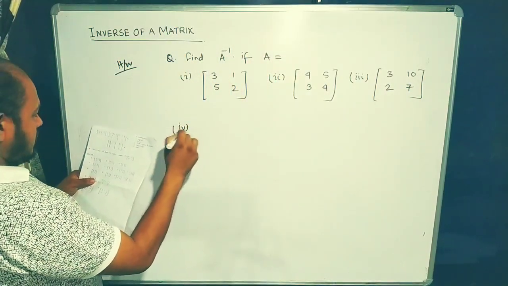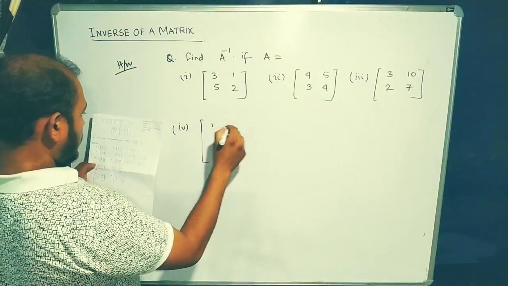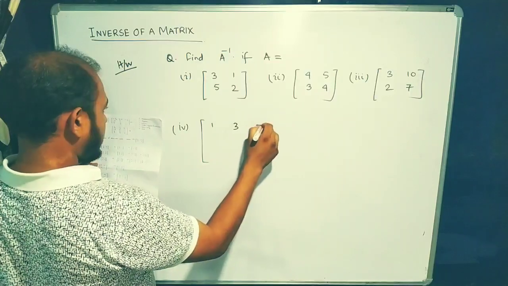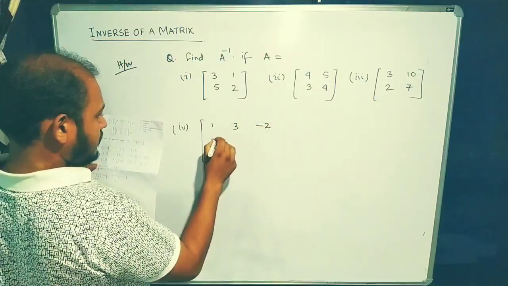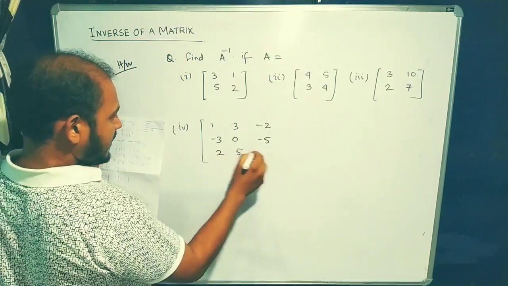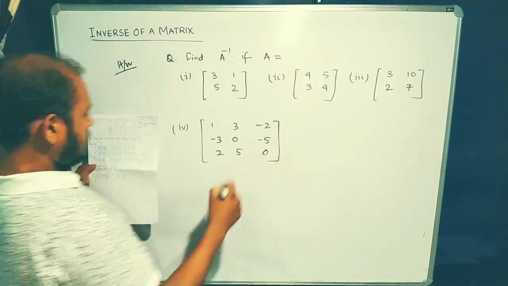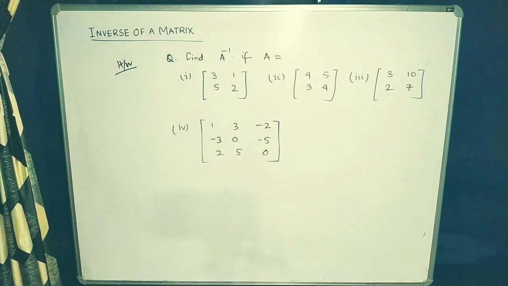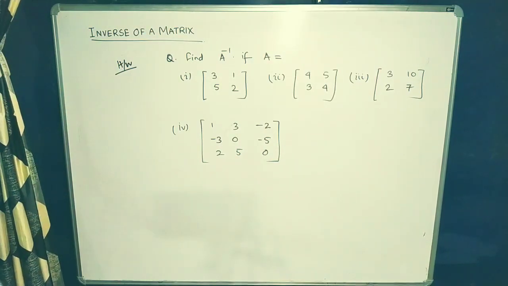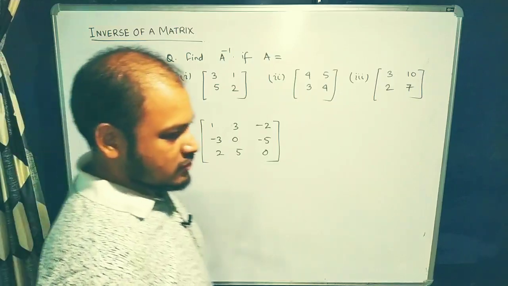Let me give you another question: 1 3 minus 2, minus 3 0 minus 5, 2 5 0. These are the 4 questions that I am leaving you as homework, and hopefully in the next class we will meet with a new chapter.